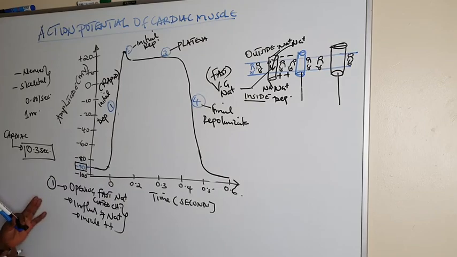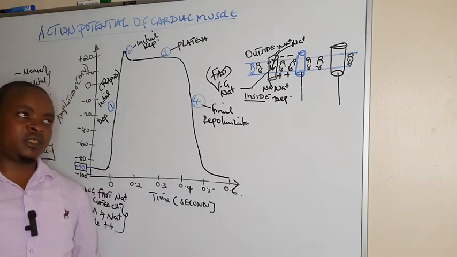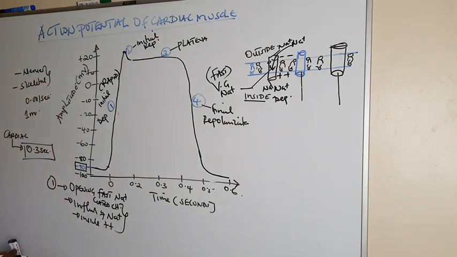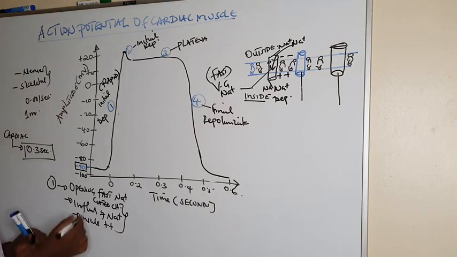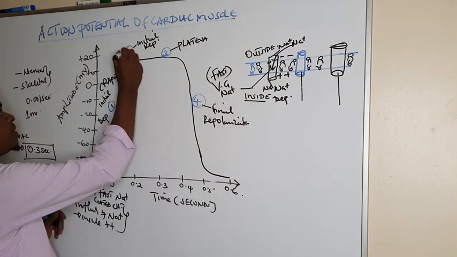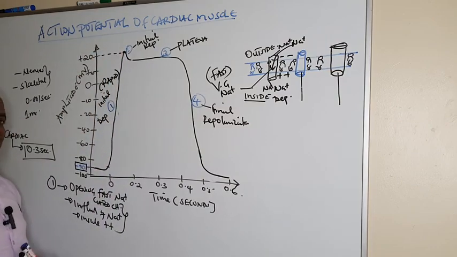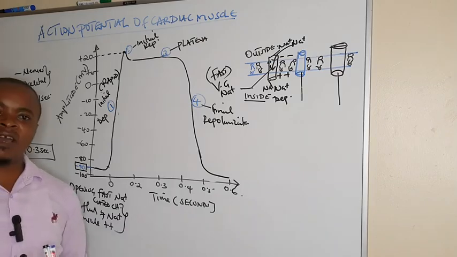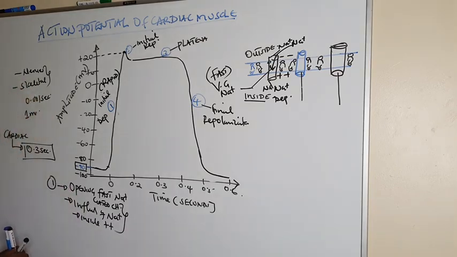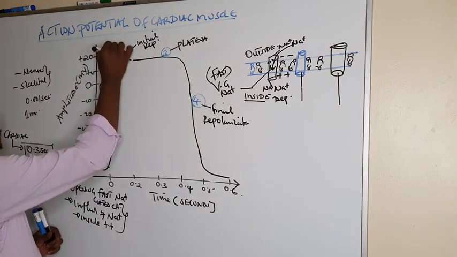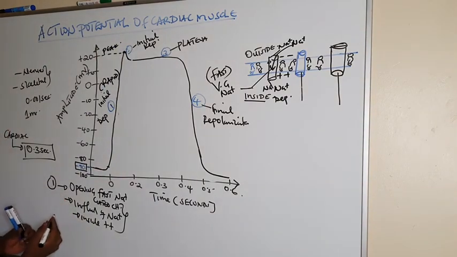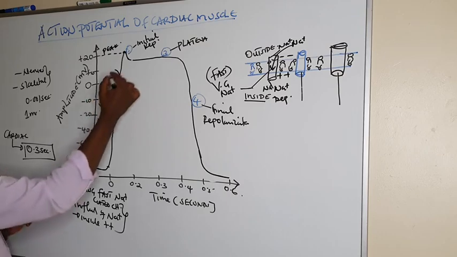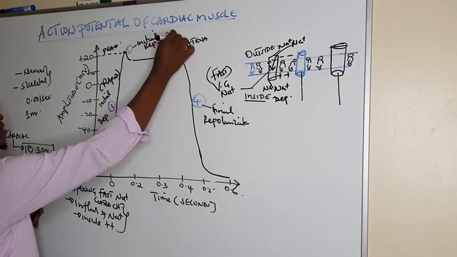So that is phase one, which is initial depolarization, due to the fast-acting sodium channels which open quickly and close quickly. And after opening quickly, the peak is always at plus 20 millivolts, which is different from skeletal, which is at 35. This one is at positive 20. That is the overshoot or the peak. So after this initial depolarization, it is followed by initial repolarization.